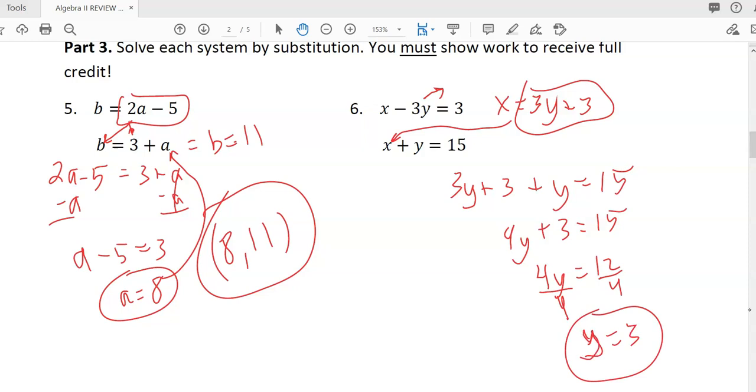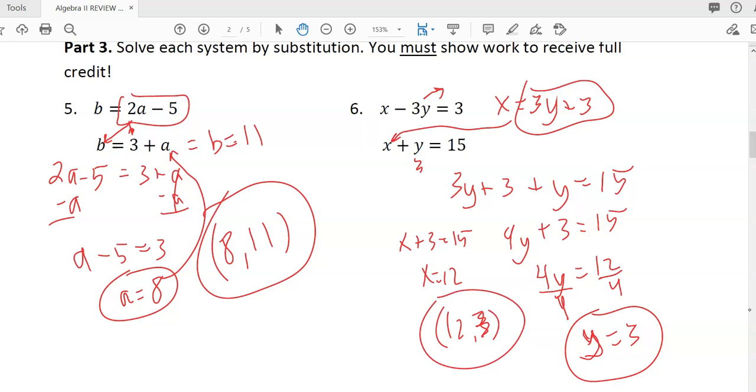We're not quite done. That's not actually our answer, right? You've got to plug it in here. So y is 3. x plus 3 equals 15. So subtract 3, you get x equals 12. And you always want to put it in alphabetical order, x, y. So it'd be 12, comma, 3 is our ordered pair. Sorry, that's really sloppy, but I think you get the idea.